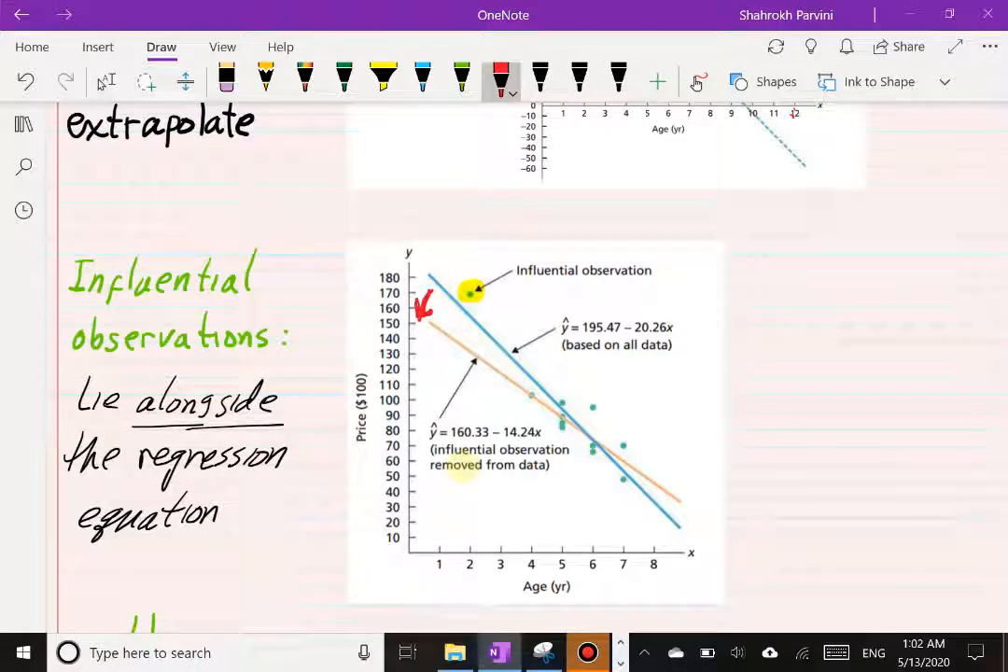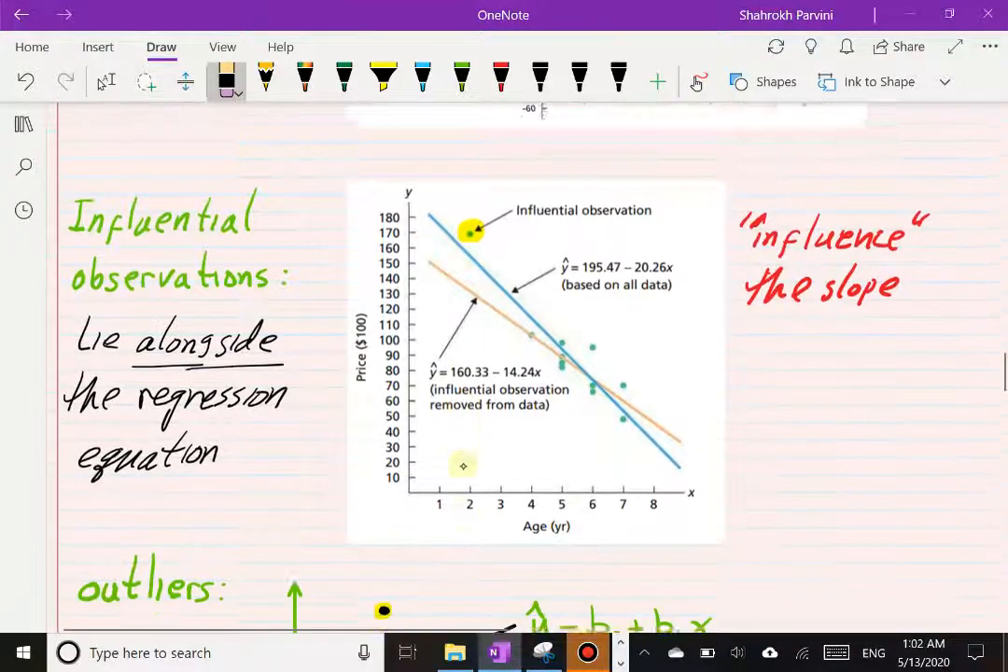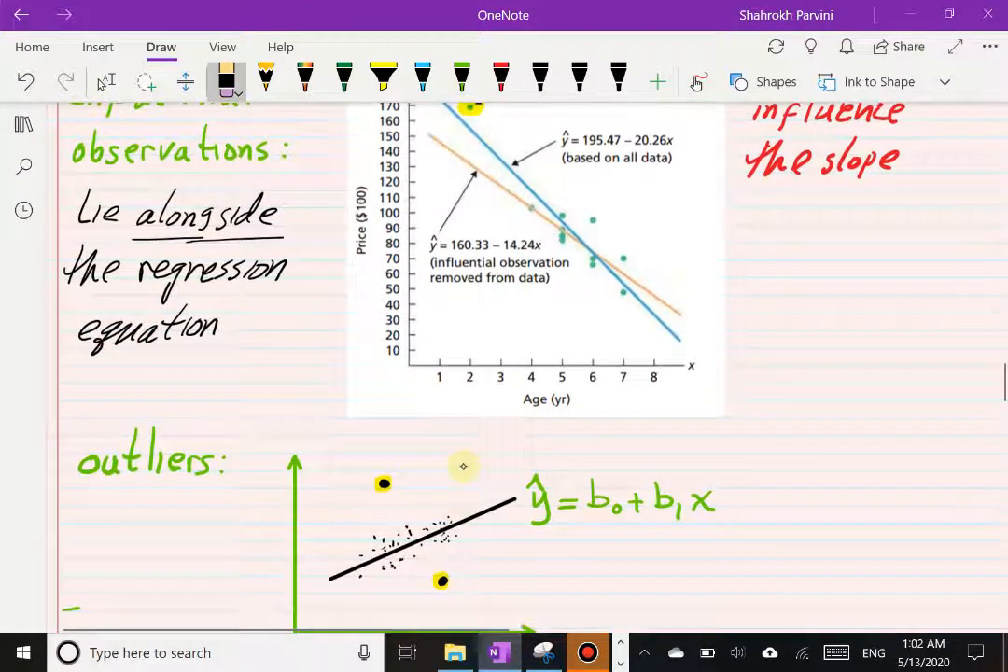The slope actually changed quite a bit, and that's why they're called influential. So influential observations, they influence, quote unquote. What do they influence? They influence the slope of the regression line. That's why they're called, again, influential observations. Now, the other idea here is outliers.